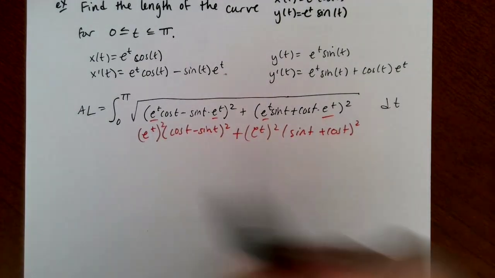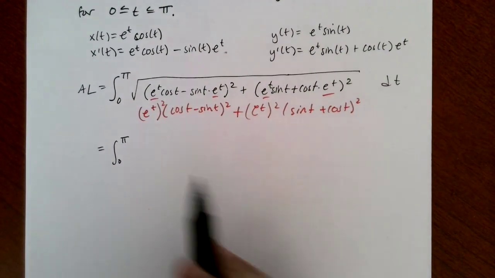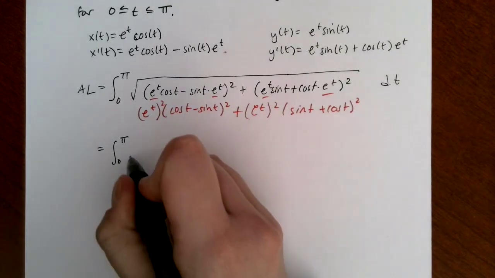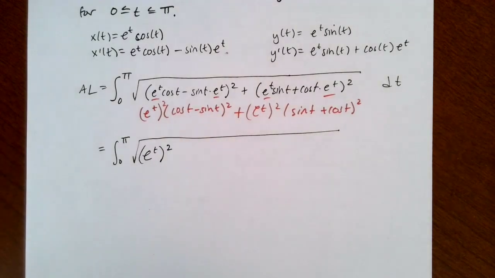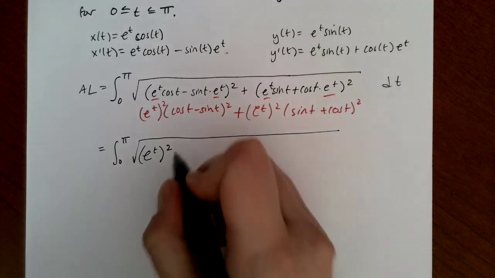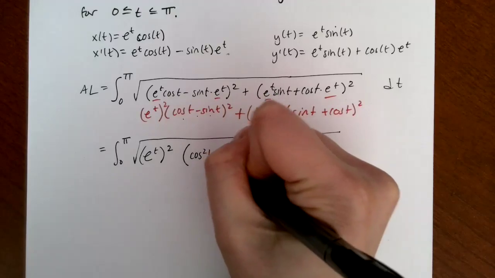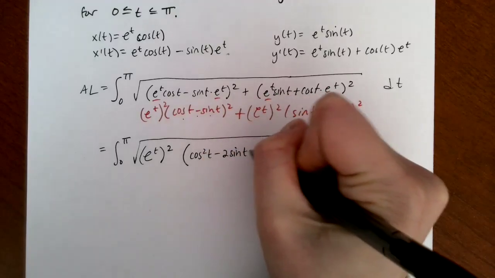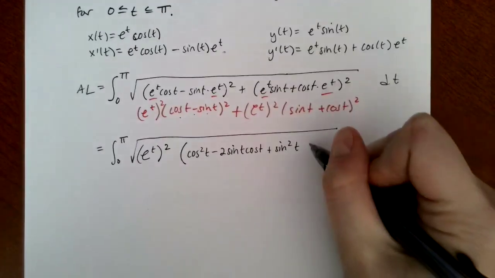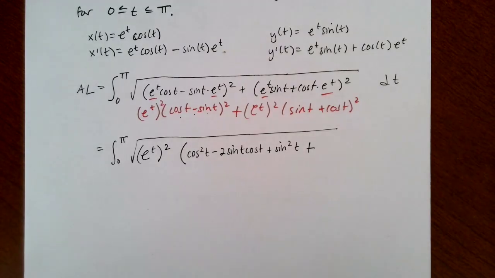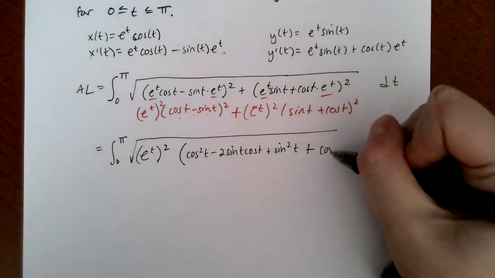Okay, so what that gives me, we still have the integral 0 to pi. Each of these has an e to the t squared, so I'm going to factor it out of everything, and we'll simplify that down in a future step. Now we have cosine minus sine squared. That will be cosine squared minus 2 sine cosine plus sine squared. Sine plus cosine squared is very similar. It'll be the exact same expression, but with a plus sign between all of the terms.